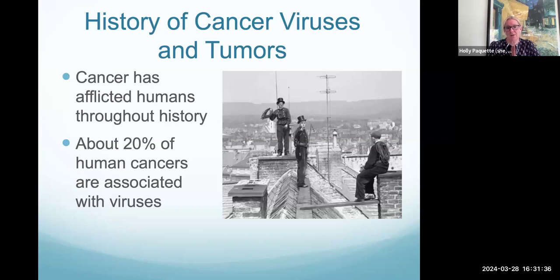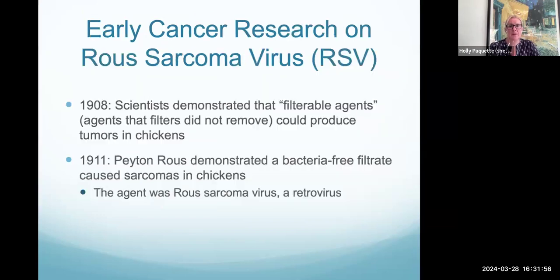Cancer, we know, has afflicted humans throughout history. There's records going back hundreds of years showing that cancer existed. And what we do know is that about 20% of human cancers are associated with some sort of a viral infection, meaning that a viral infection either contributed or had something to do with those particular cancers.